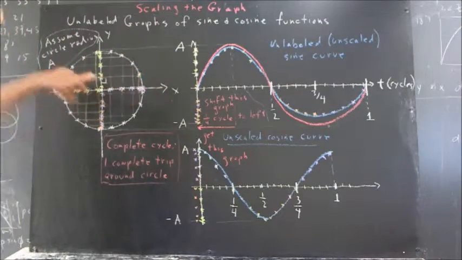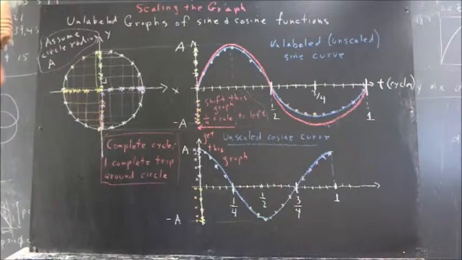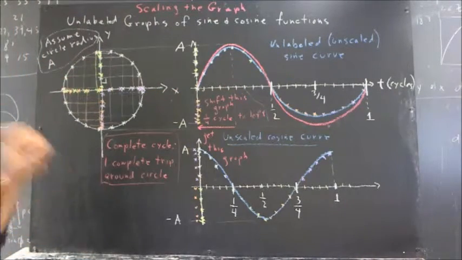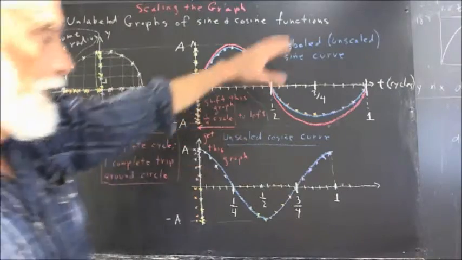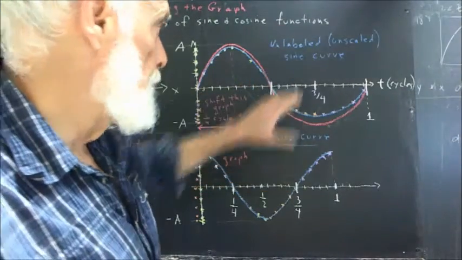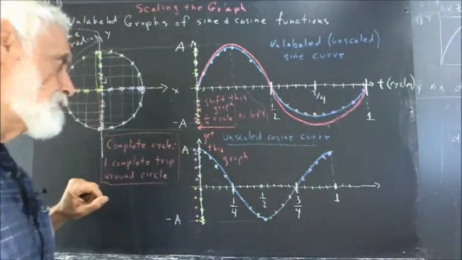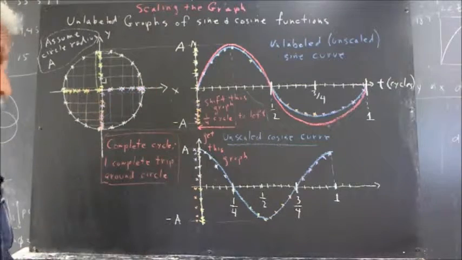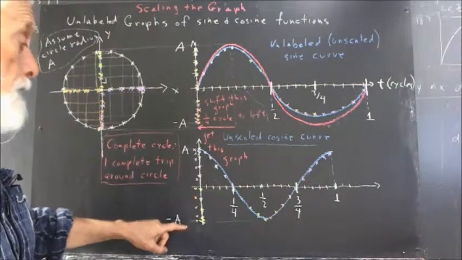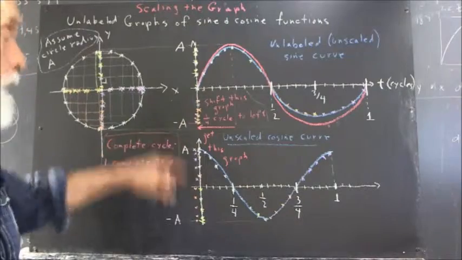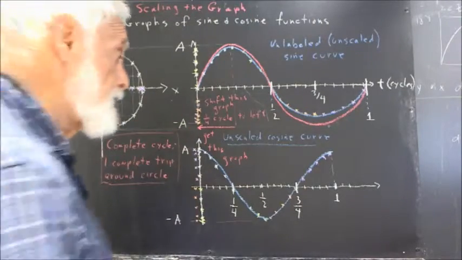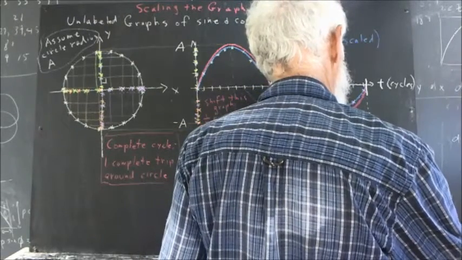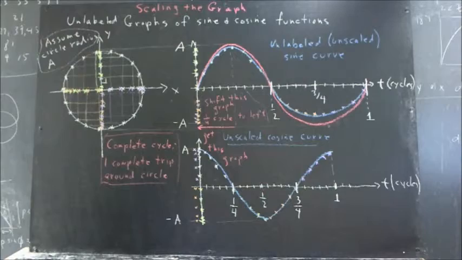Remember, our x values correspond to values of something like a cosine. We haven't completely defined sine and cosine. I'm just using sine curve and cosine curve right now as descriptive terms to distinguish these graphs. But clearly this graph will go from negative a to a along the vertical axis, and this again would be t, where t is measured in cycles.